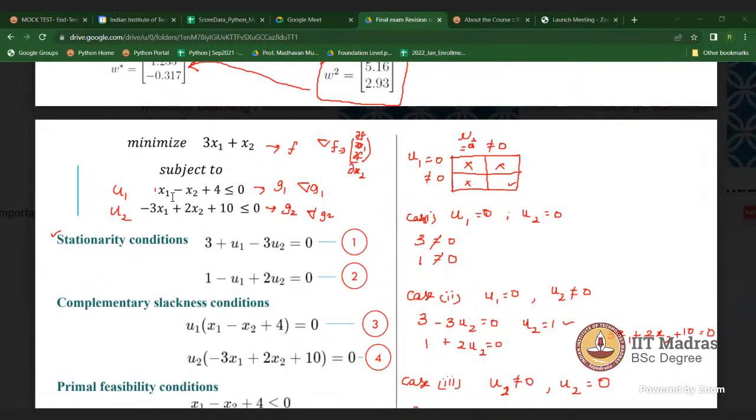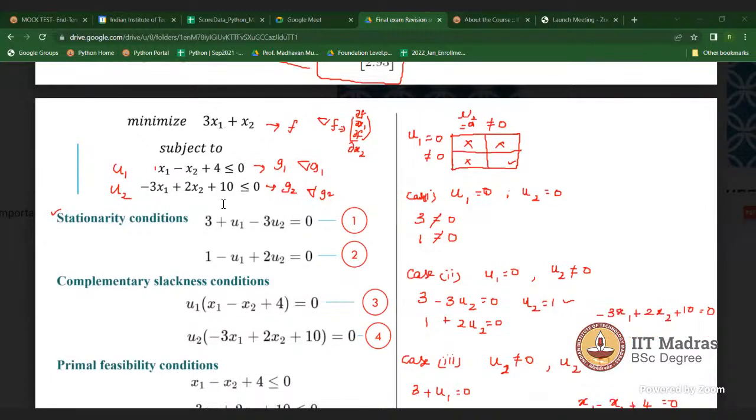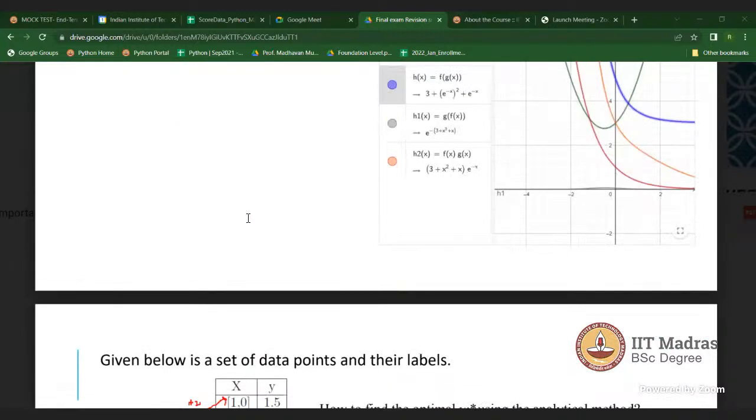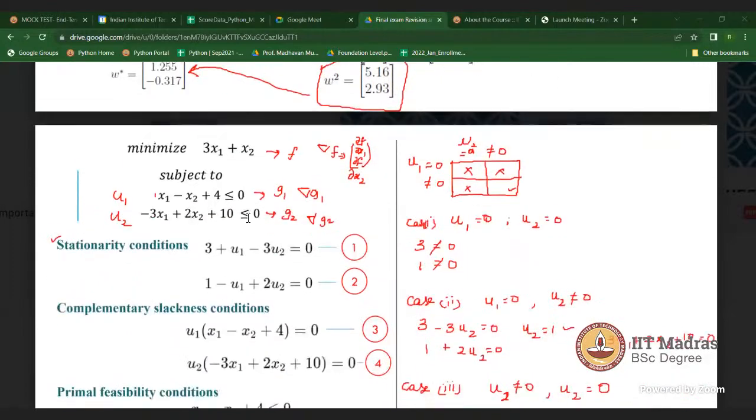This is the first stage of x, and you can consider it as g1, or as h1 itself directly. So this is h1 of x, and this is h2 of x. We have u1 and u2 which we need to find. We do not know the values of u1 and u2 at the optimized value. So the stationary conditions, what do we have? We have the gradient.